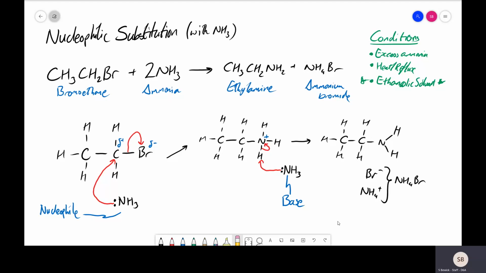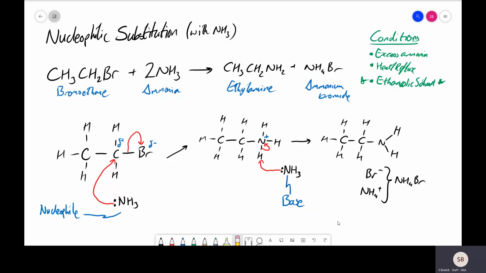We've now covered two types of nucleophilic substitution. The straightforward one where you're doing it with hydroxide or cyanide, and the slightly trickier version where you're doing it with ammonia, where there's a second step where another ammonia comes in and acts like a base and deprotonates the NH3 plus group to turn it into an amine.